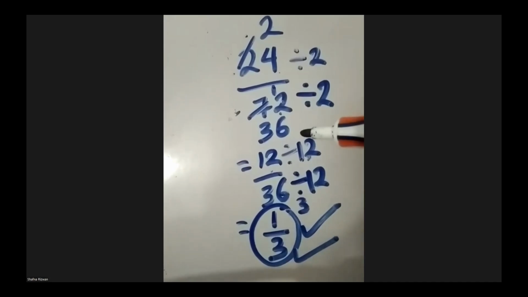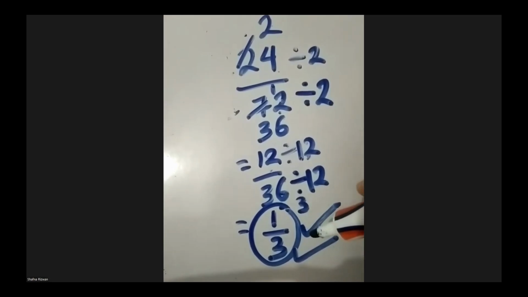If it is not simplified, again make it smaller by dividing both the numerator and denominator by one number that is common. That is 12. After that you will get 1 over 3. Can you say whether 1 over 3 is simplified or not? Yes, 1 over 3 is the most simplified fraction, because you can't divide this by any other number. This is the smallest or the simplest fraction. So your answer will become how much? 1 over 3. Did you understand?